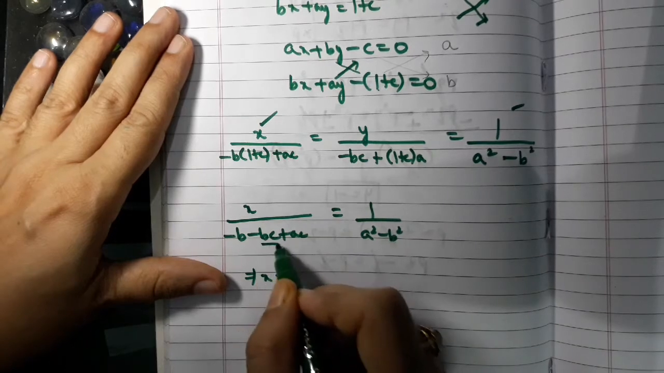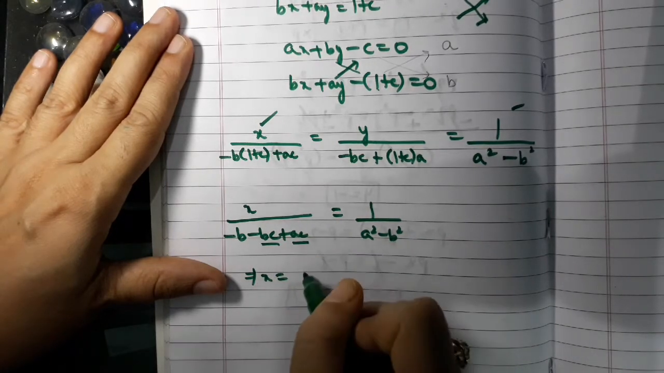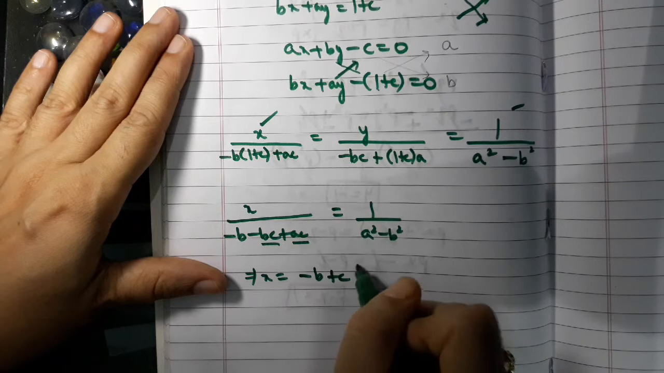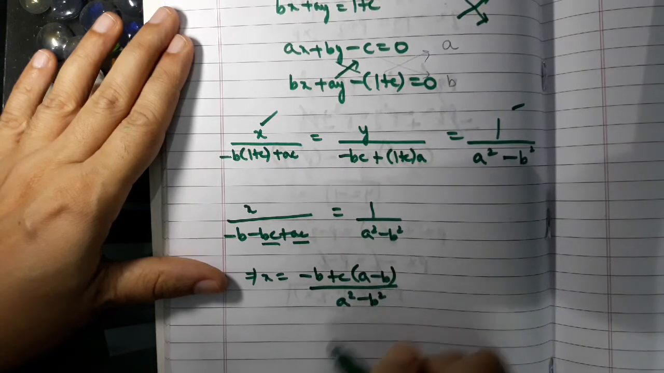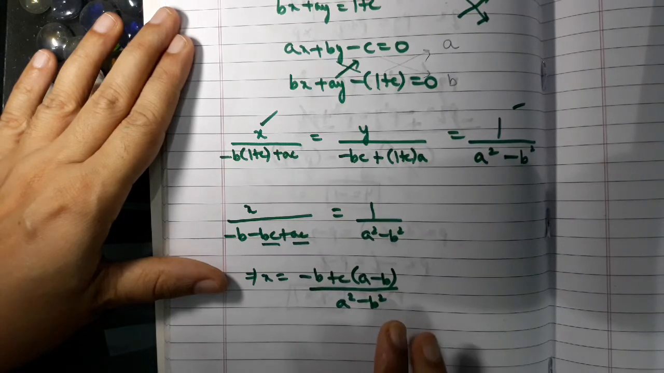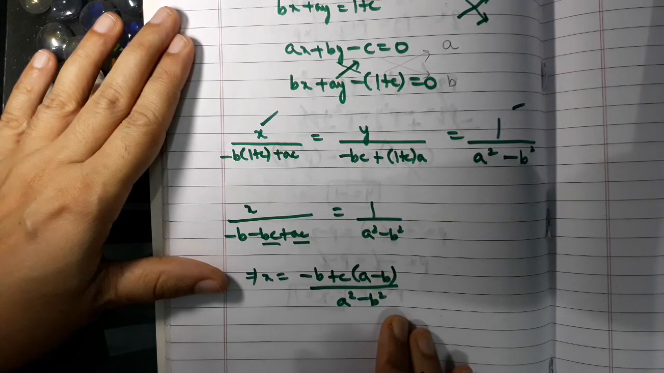Now from these two terms we can take out c common. So minus b plus c we take out common, a minus b upon a square minus b square. This is the value of x that we obtain.